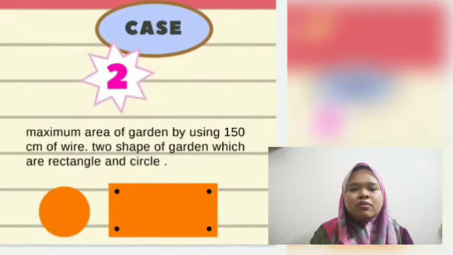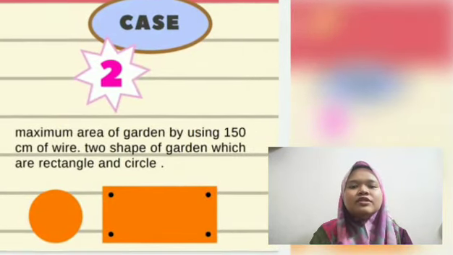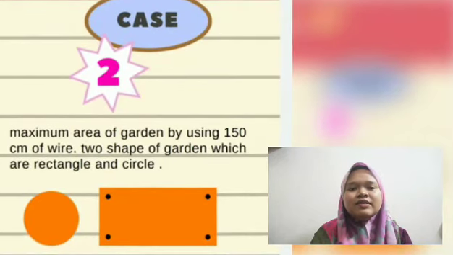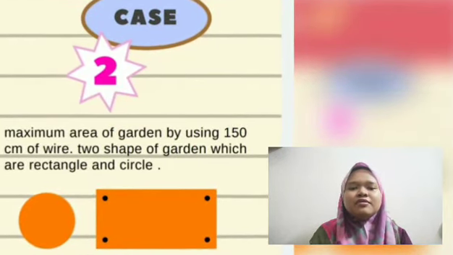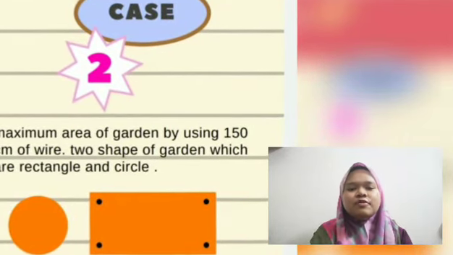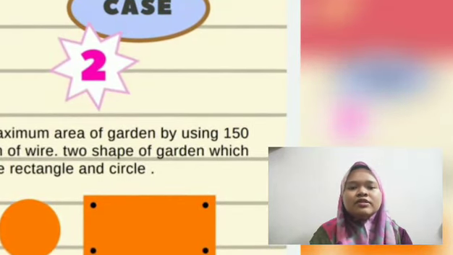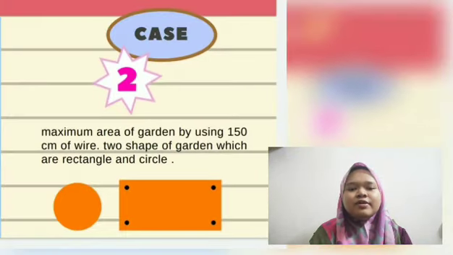In case study 2, Puan Arifah wants to fence a garden in circle and rectangle shape with limited wire length, which is 150 cm of wire they need to use. So by using the formula of area and perimeter of square and circle, we can solve the problem. In order to determine whether the answer that we got was correct or not, we will substitute the answer in perimeter formula. By substitution process, we get the answer of 149.99 cm of wire, which is approximately 150 cm. So we can conclude that our answer was correct, and that's all from me. Thank you.